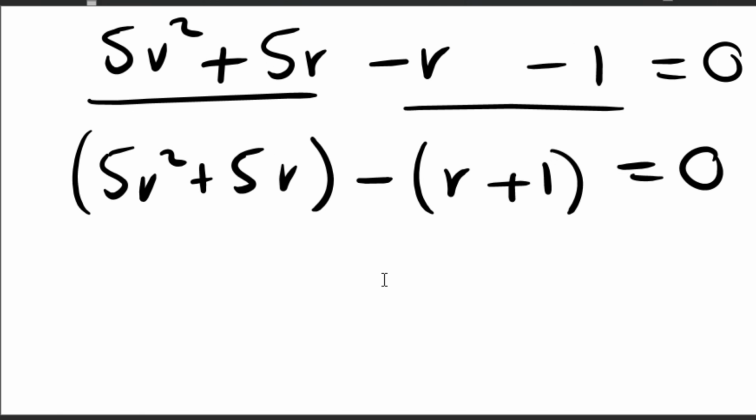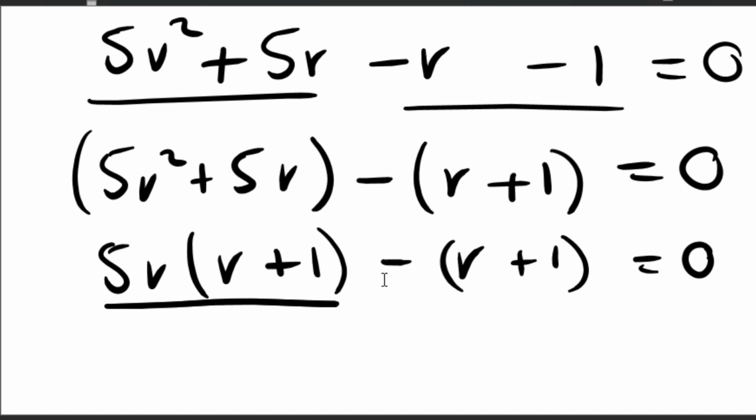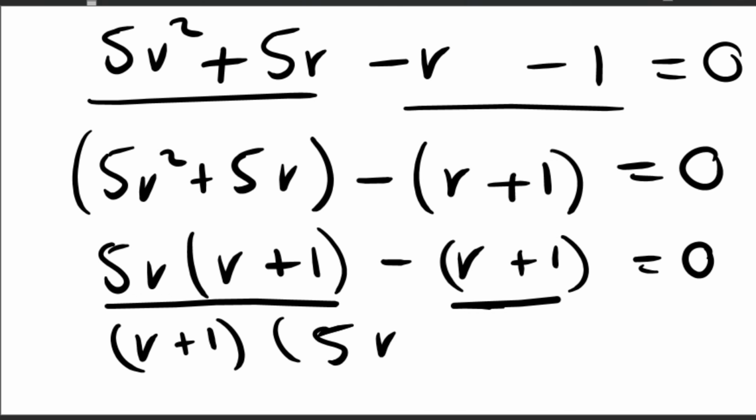We take out the common factor from the first bracket, that is 5r. We are left with r plus 1, minus r plus 1, equals 0. This will make us have a common factor again here and there. Our common factor is r plus 1. We take out r plus 1 as a common factor. We are left with 5r minus 1, that will be equal to 0.